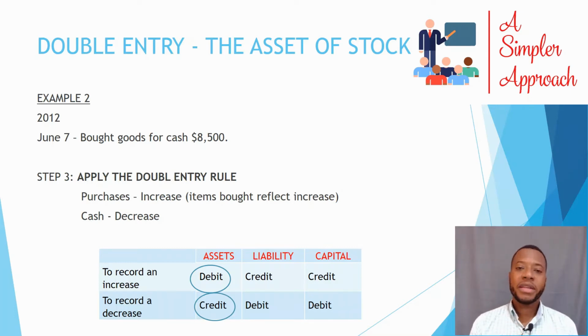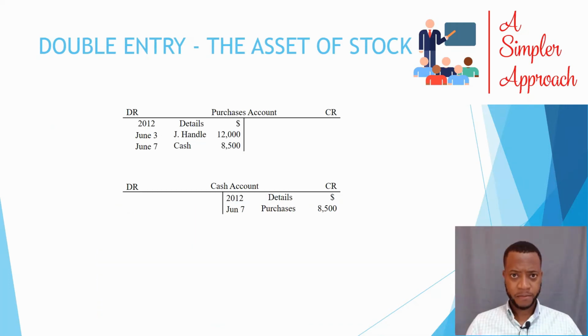Now, when you open the accounts for these, this is what you will find. Now, notice that you see two entries in the purchases account. The first example for June 3rd and the second example for June 7th. Now, I purposely did that to bring across one important thing that you must know.